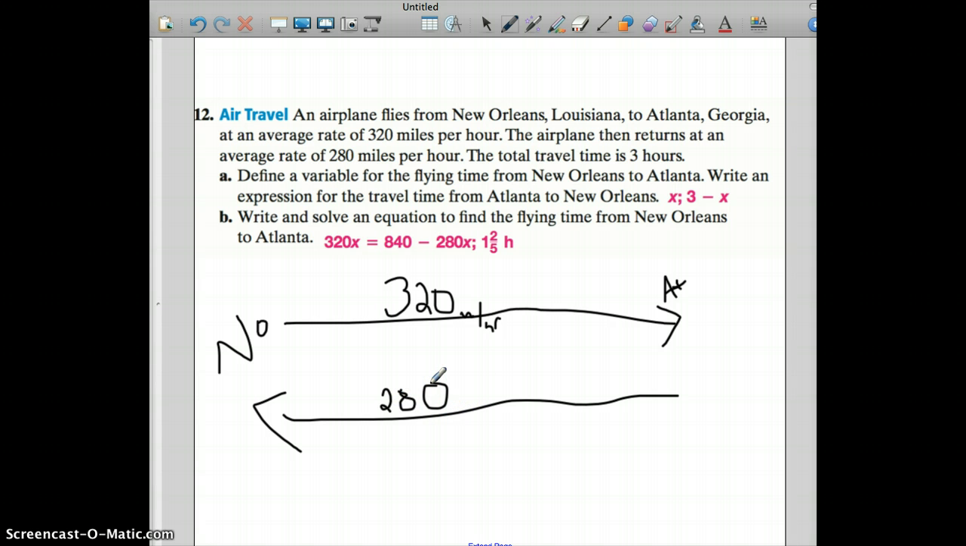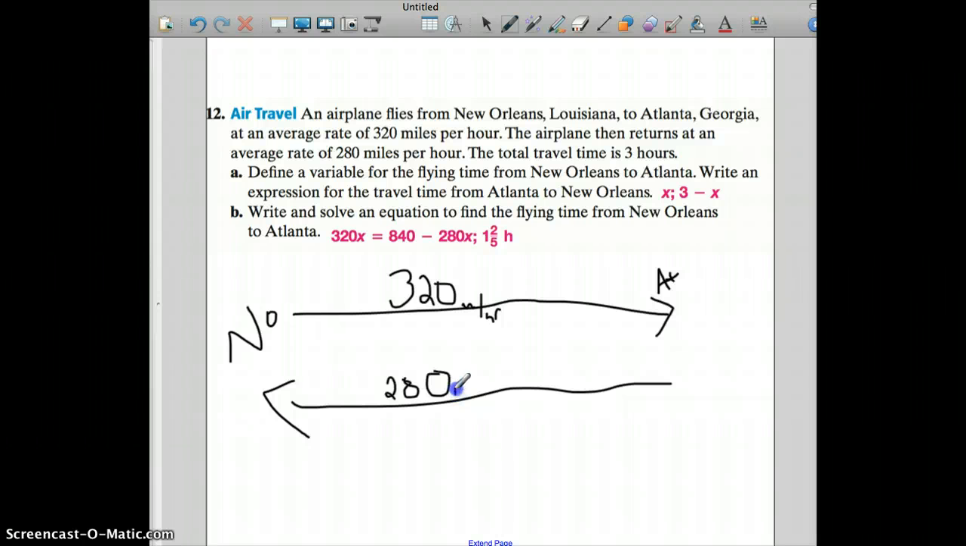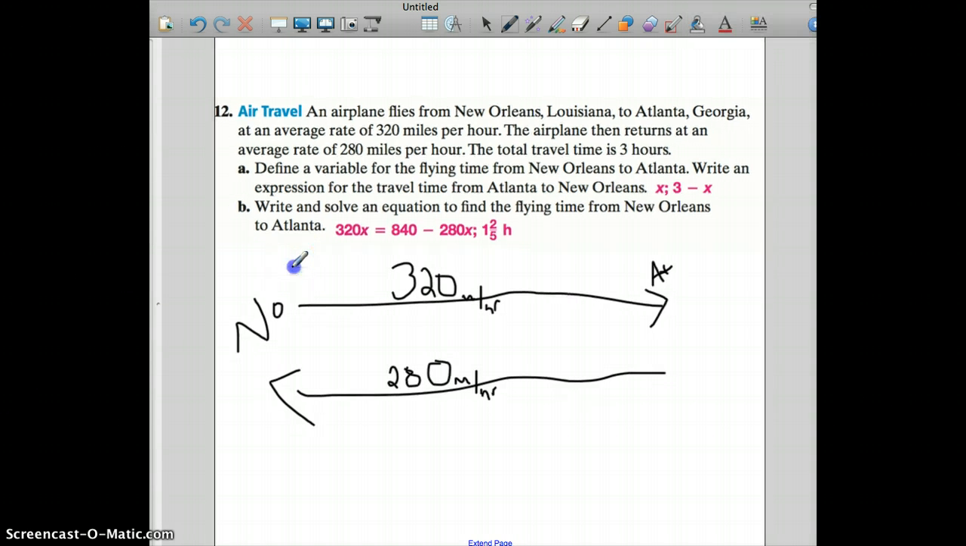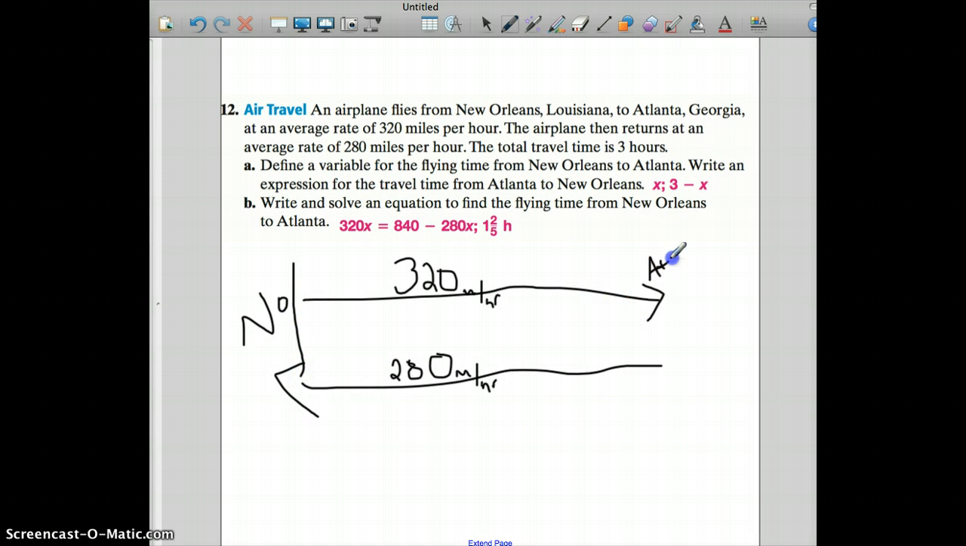And a lot of these problems will talk to you about wind speed and how, if you're traveling with the wind or against the wind, your speed will be slowed down quite a bit. So in this case, we've got the faster rate going to Atlanta. It's a little slower coming back. And the total trip is 3 hours. So we know the distance, right? We know the distance from New Orleans to Atlanta, and then the reverse is going to be the same. So we're looking at an equal distance equation here.